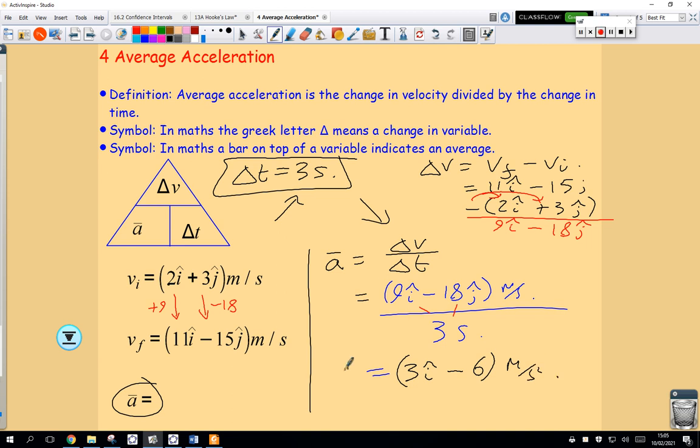So the average acceleration is 3i hat minus 6j hat, I left out the j hat in there, meters per second squared. That's the average acceleration over the course of these 3 seconds. So on average every second the i component of the velocity is increasing by 3 and the j component of the velocity is decreasing by 6. And that is average acceleration.